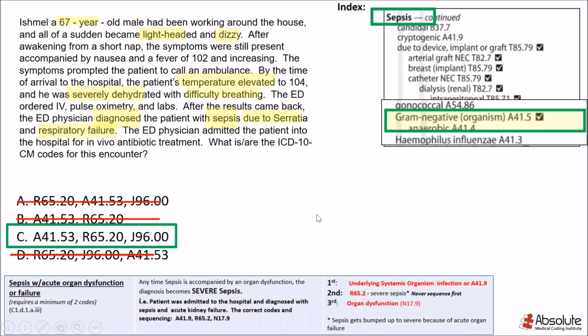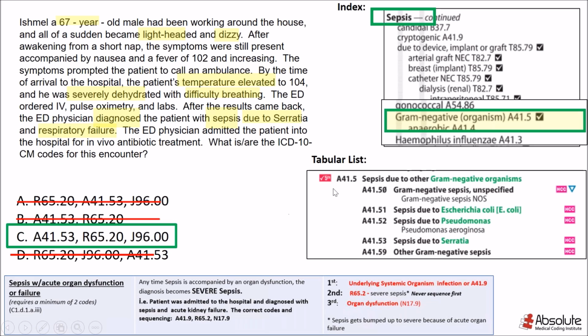After that, following our path, you go to the tabular list. I did not go to the main source here, but just know that I'm going to shortcut here for time reasons. We are in a subcategory, sepsis due to other gram-negative organisms, because that's where the code leads us. And if you look down, we are going to find this Serratia over there. And that's your code, A41.53, and that should be listed first. So you're good.